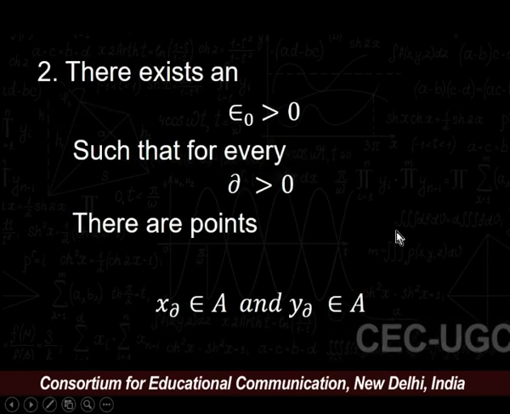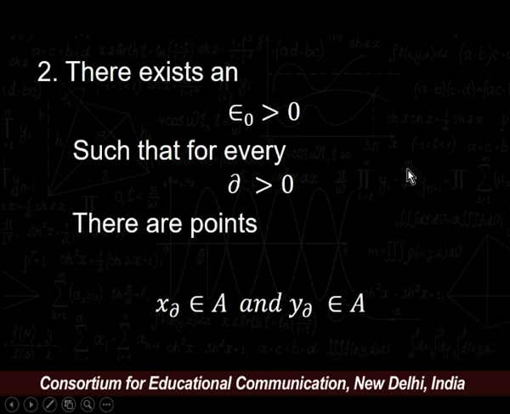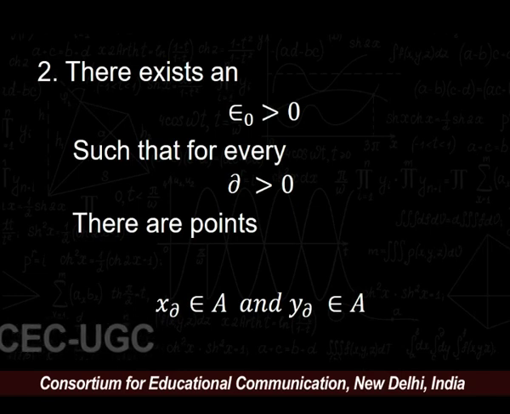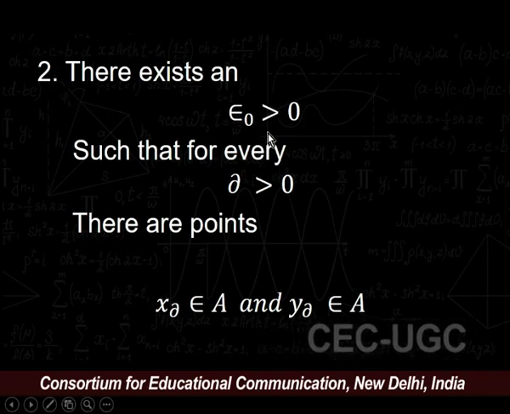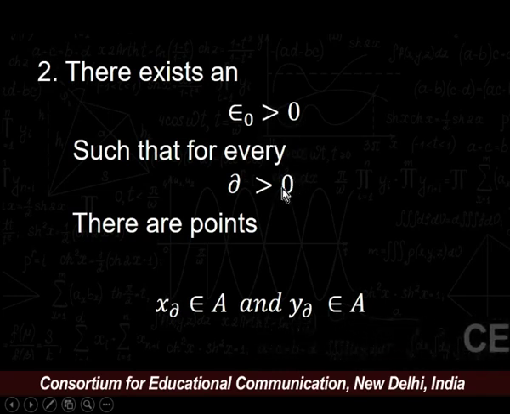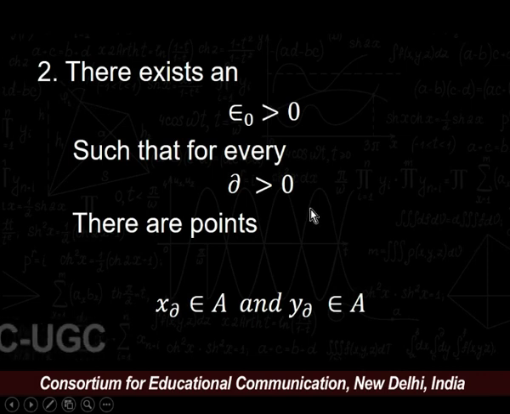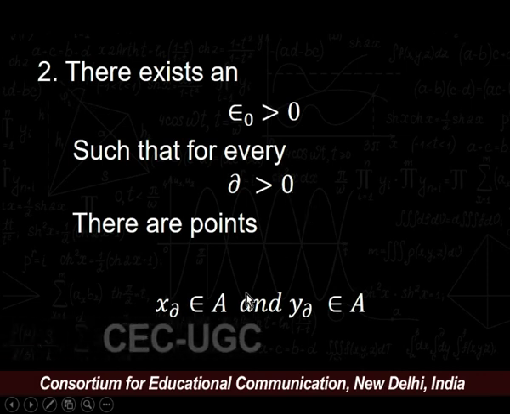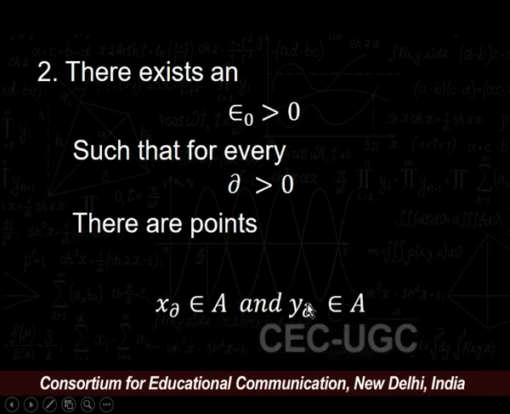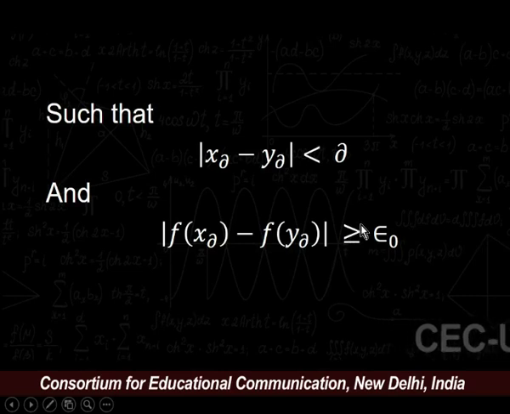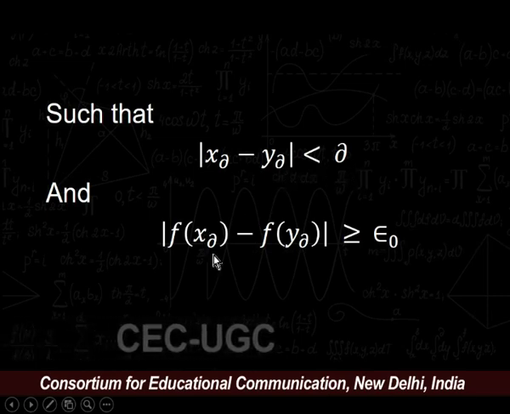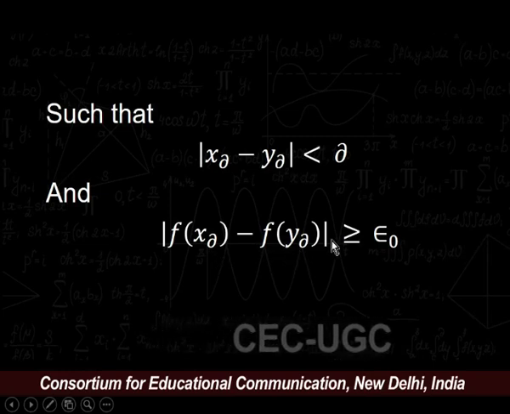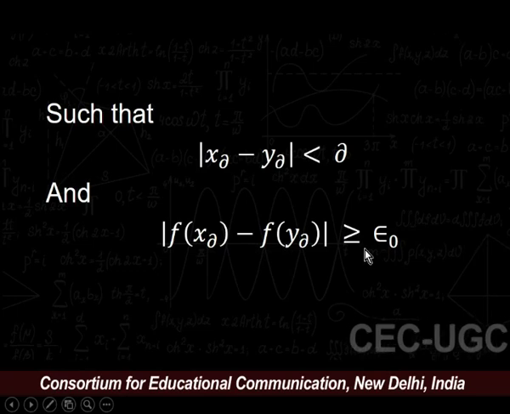I repeat the second statement: if we have a function f which is not uniformly continuous on a set A, then there exists some epsilon naught greater than 0 such that for every delta greater than 0 there are points, depending upon delta, say x_delta belongs to A and y_delta belongs to A, such that modulus of x_delta minus y_delta is less than delta and |f(x_delta) minus f(y_delta)| is greater than or equal to epsilon naught.